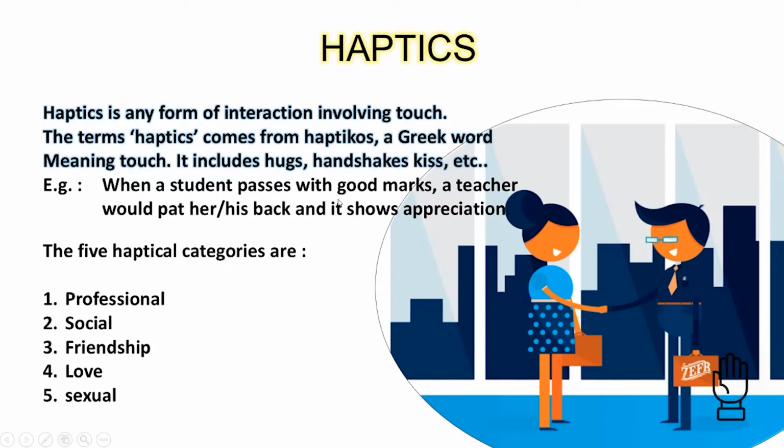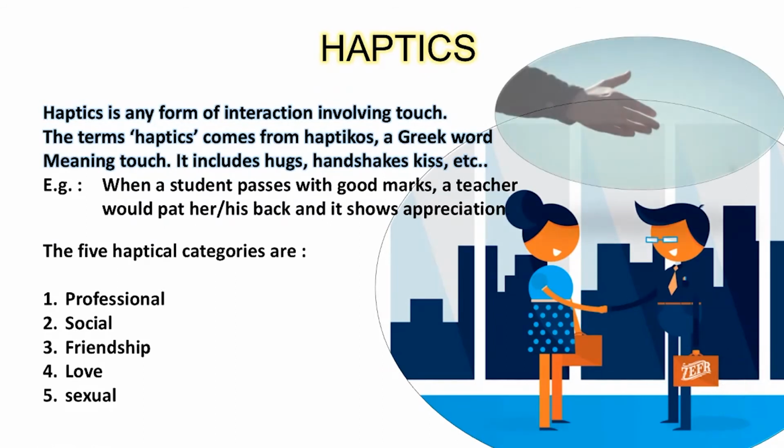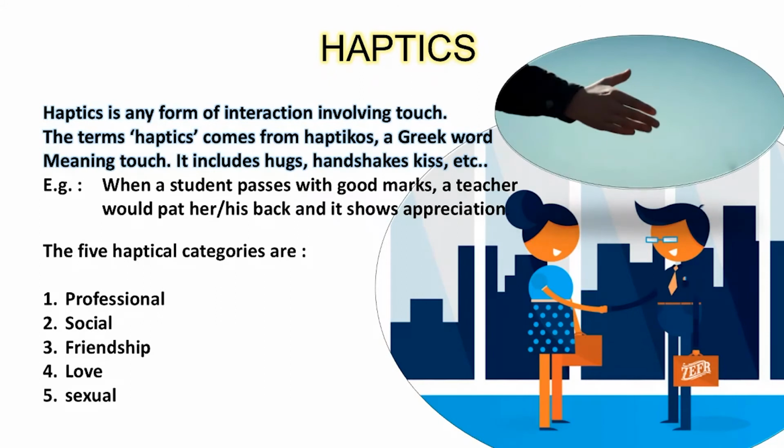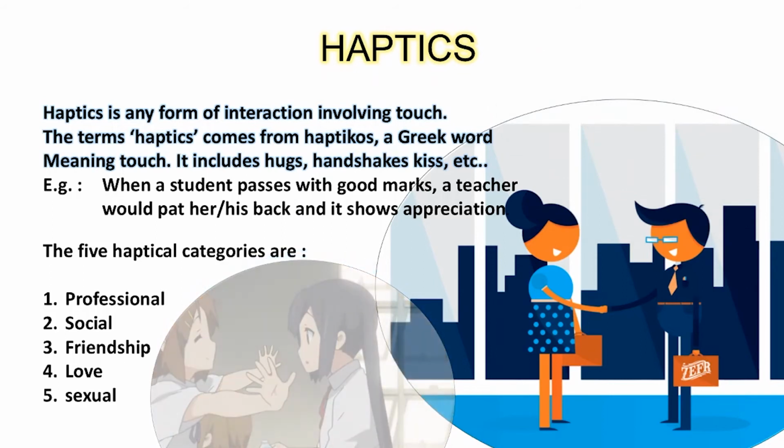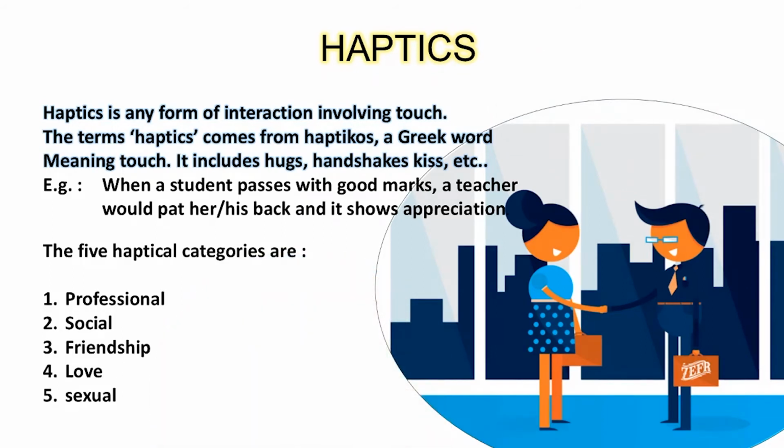Now the next one is haptics. This is what we do every day. This is the study of interaction involving touch. The last one was proxemics, space. So proxemics, space; haptics, touch. The word haptics has come from the Greek word haptikos, which means touch. And the study of touch includes hugs, handshakes, kiss, etc.